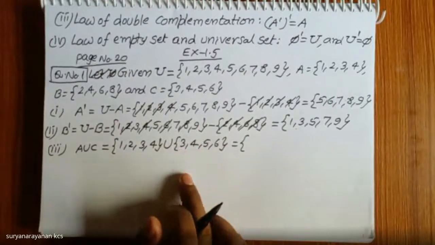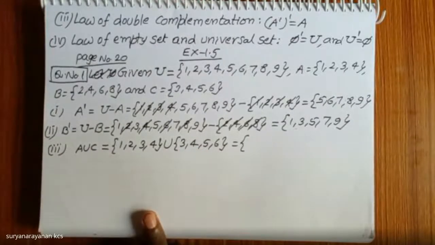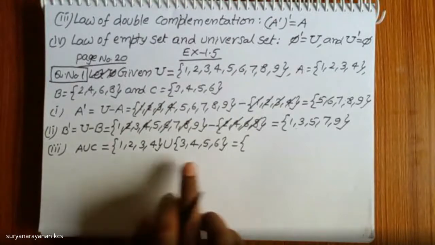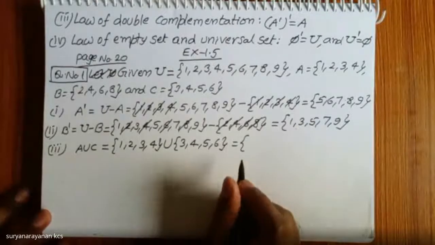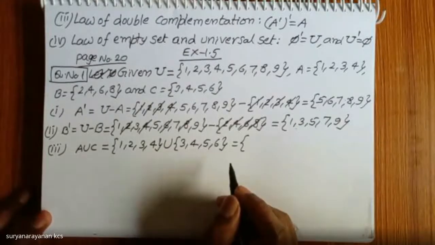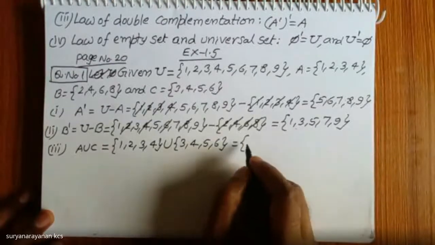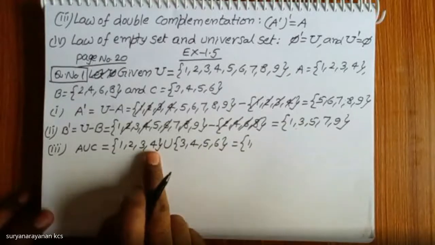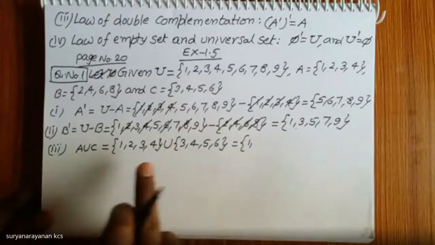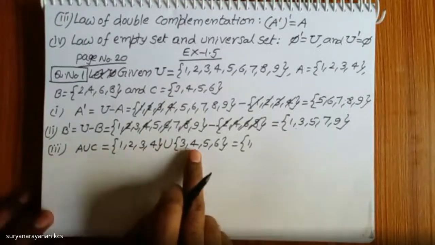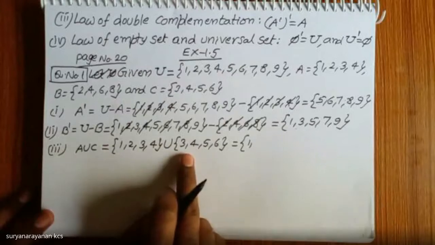Then tell me the union of these two sets. Tell me. Who will tell? 1, 2, 3, 4, 5. Very good. Not, my dear Percy, 1, 2, 5, 6. Not 1, 2, 5, 6. Percy, first of all, we write the elements of the first set. While you are finding the union of two sets, we write all the elements of the first set.